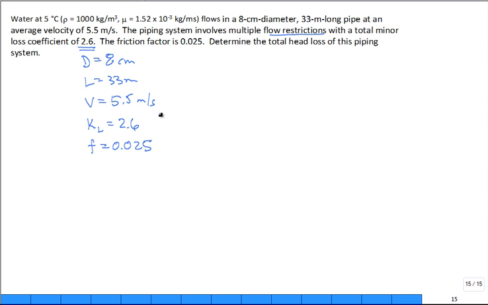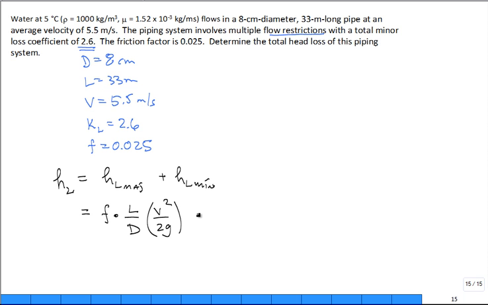Determine the total head loss of this piping system. You want the total head loss. So the total head loss, h_L, is going to be the head loss major plus the head loss minor. I'm going to pause right there. No, I'm not. I can't. Don't have time to pause. I need to finish it for you. So what about the major? It's the friction factor, the length to diameter, V squared over 2g. The head loss minor, the loss coefficient, V squared over 2g. True?